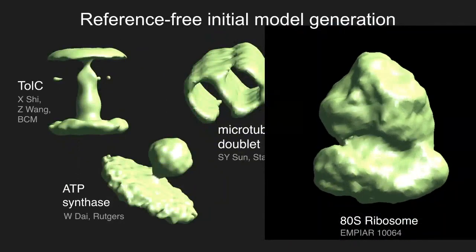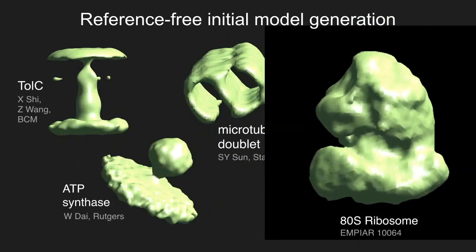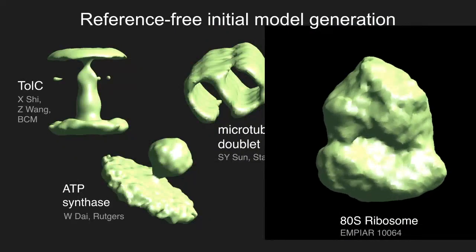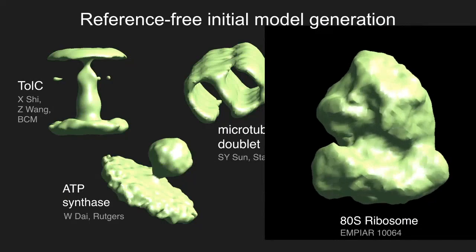This is an example of the initial model generation tool, where you take, say, all of the particles that look like ribosomes, and you can make an initial 3D model from these.